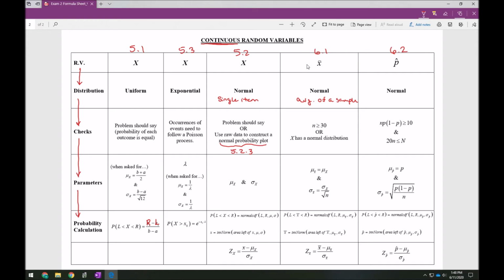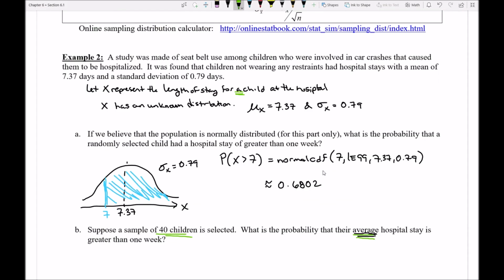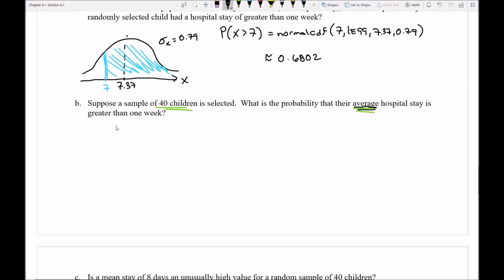So let's start by defining what the random variable X bar is in this case, find its distribution, do the checks, and find its important parameters. So I'm going to start with this. I'll say, let X bar represent the average length of stay for 40 children. I don't know what that average is going to be. It could vary. So it's a random variable.